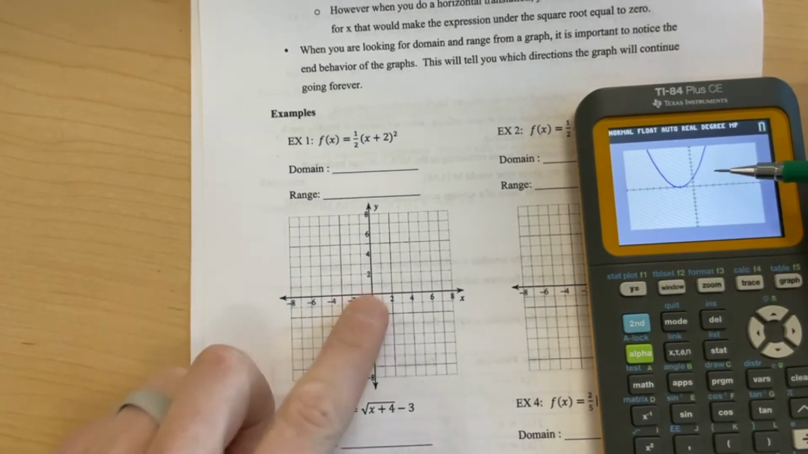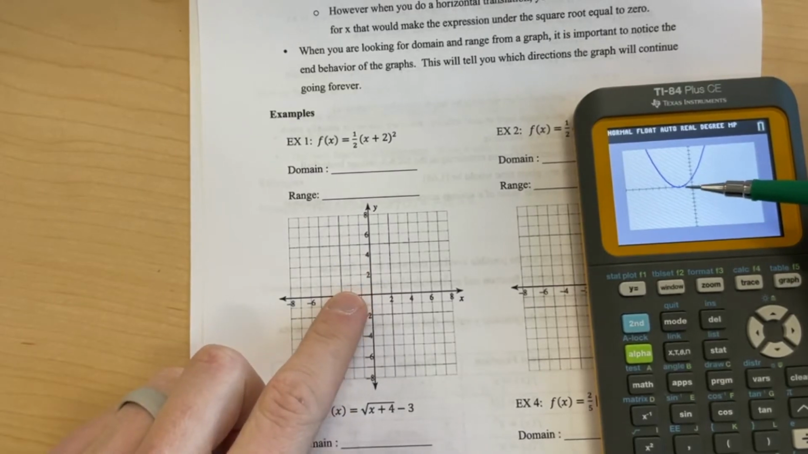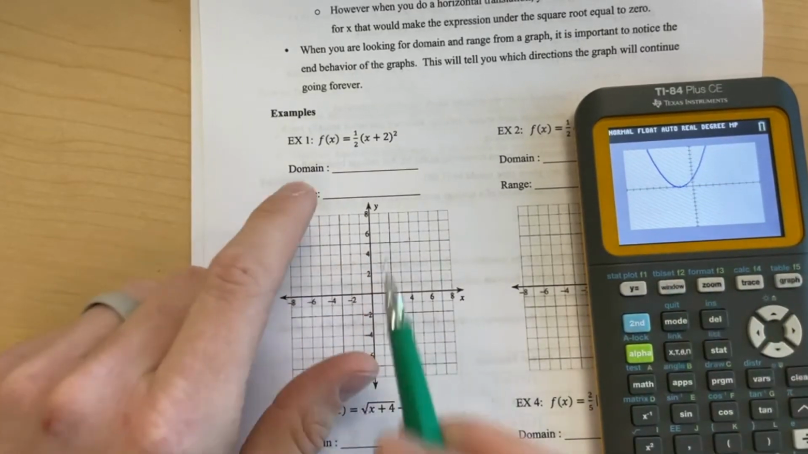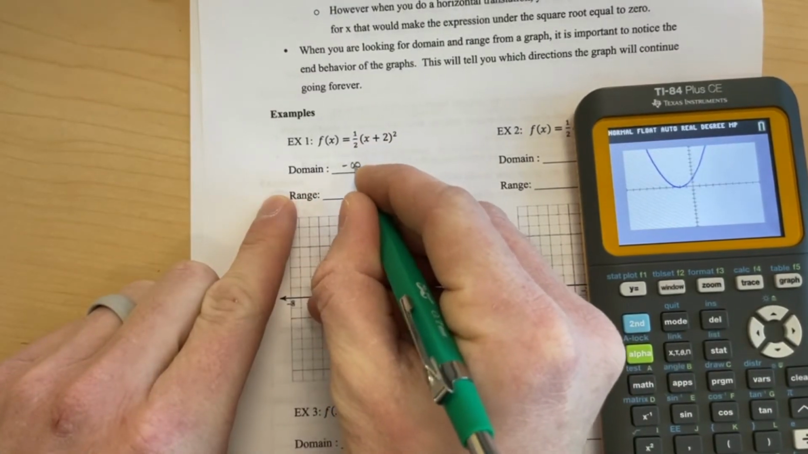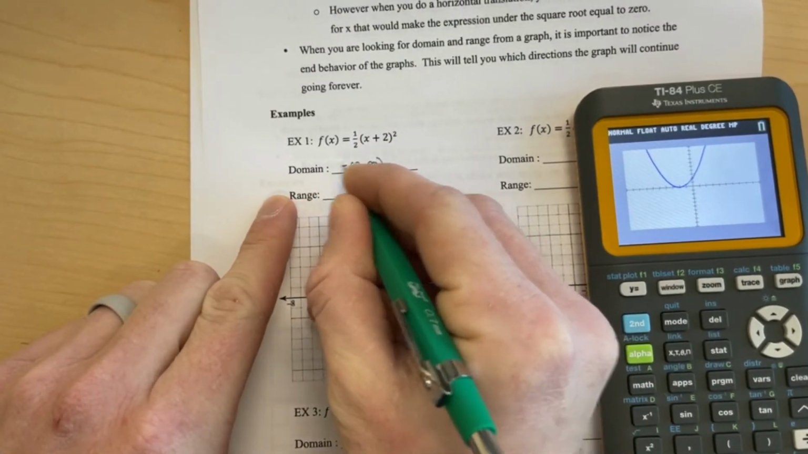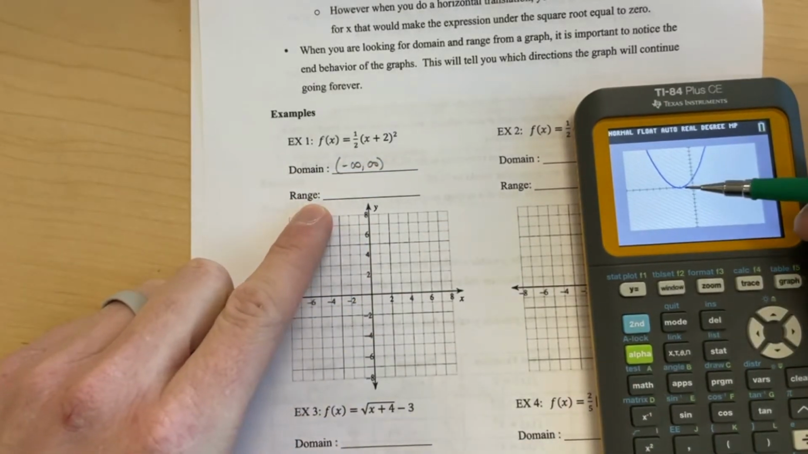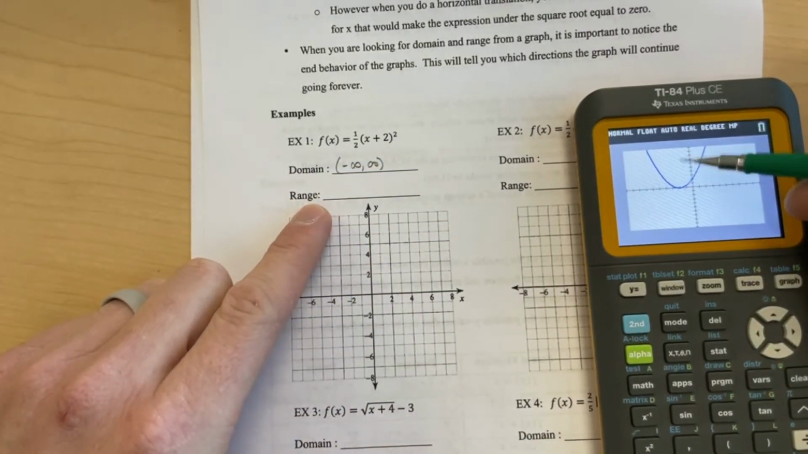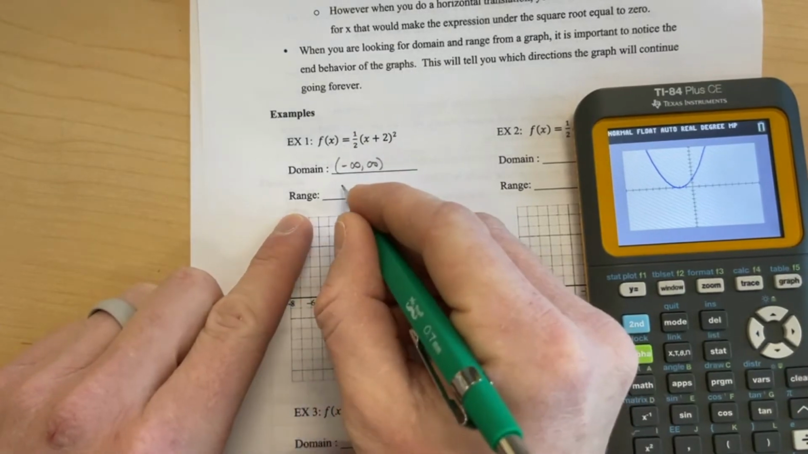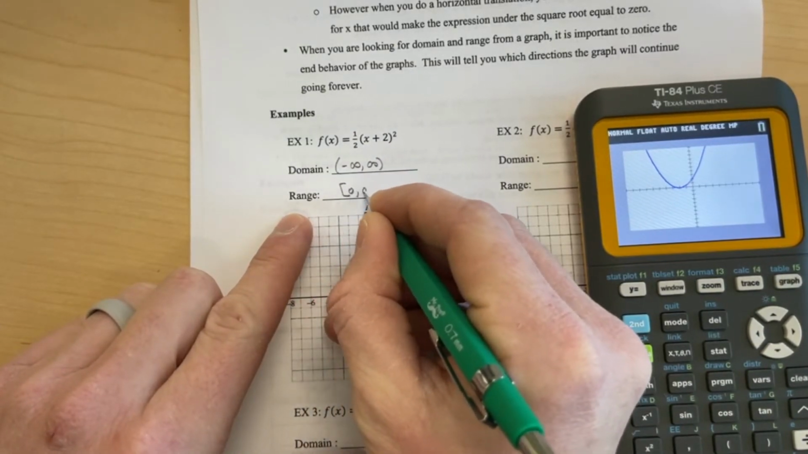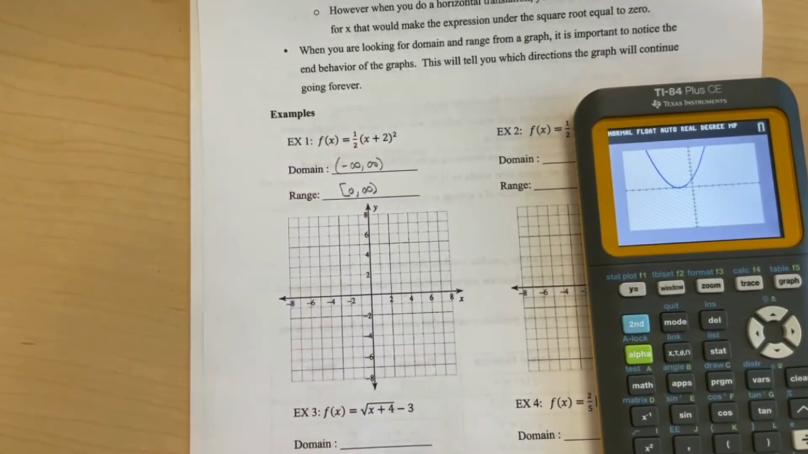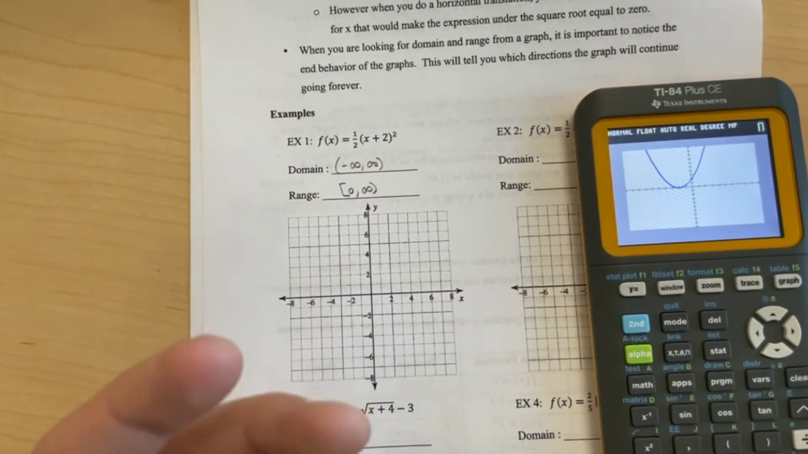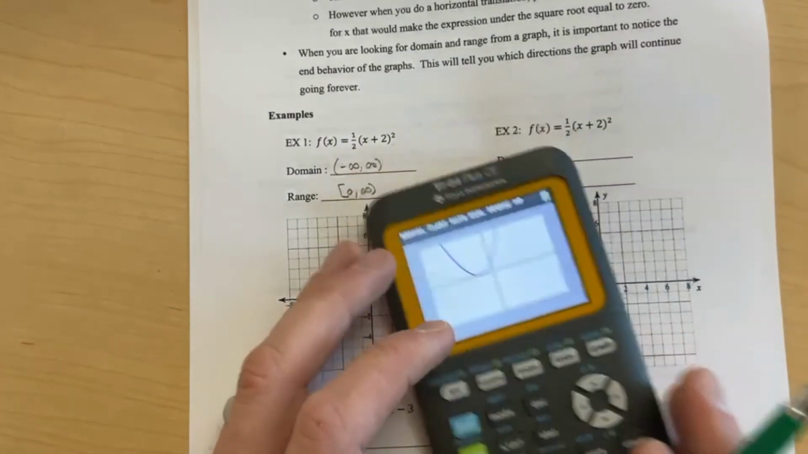And so we can see from this graph, and I'm not going to put my graph on here, but I'm just going to look at it here. The domain, since it's just an x squared function, is all real numbers. That's negative infinity to infinity. And then the range starts down here at 0 and goes up forever, right? So that would touch 0 and then go up forever. The fact that we have a 1/2 and a plus 2 in there doesn't really change our domain and range, although it does drastically change the shape of the graph.